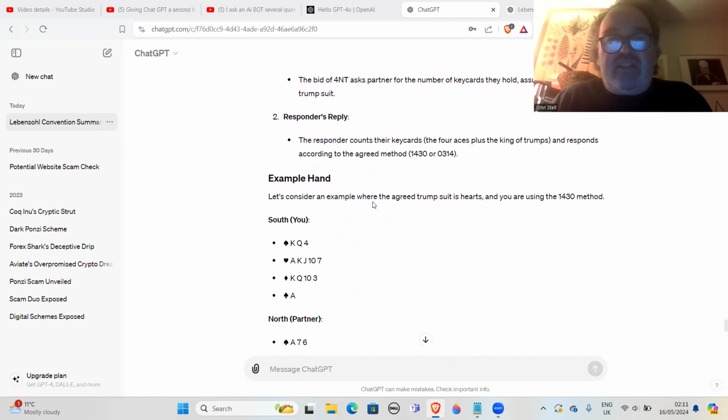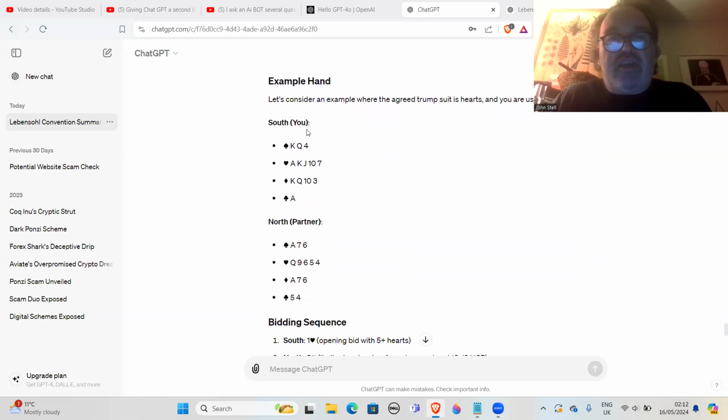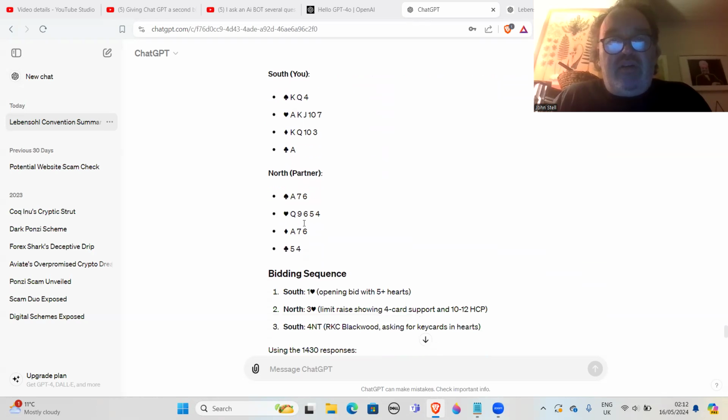Example hand. Let's consider an example where the agreed suit is hearts and you're using the 1430 method. South, you, North, partner. Bidding sequence: South opens a heart. Let's see if that's actually true. It's going to give ridiculous hands here. 8, 10, 13, 16, 22.